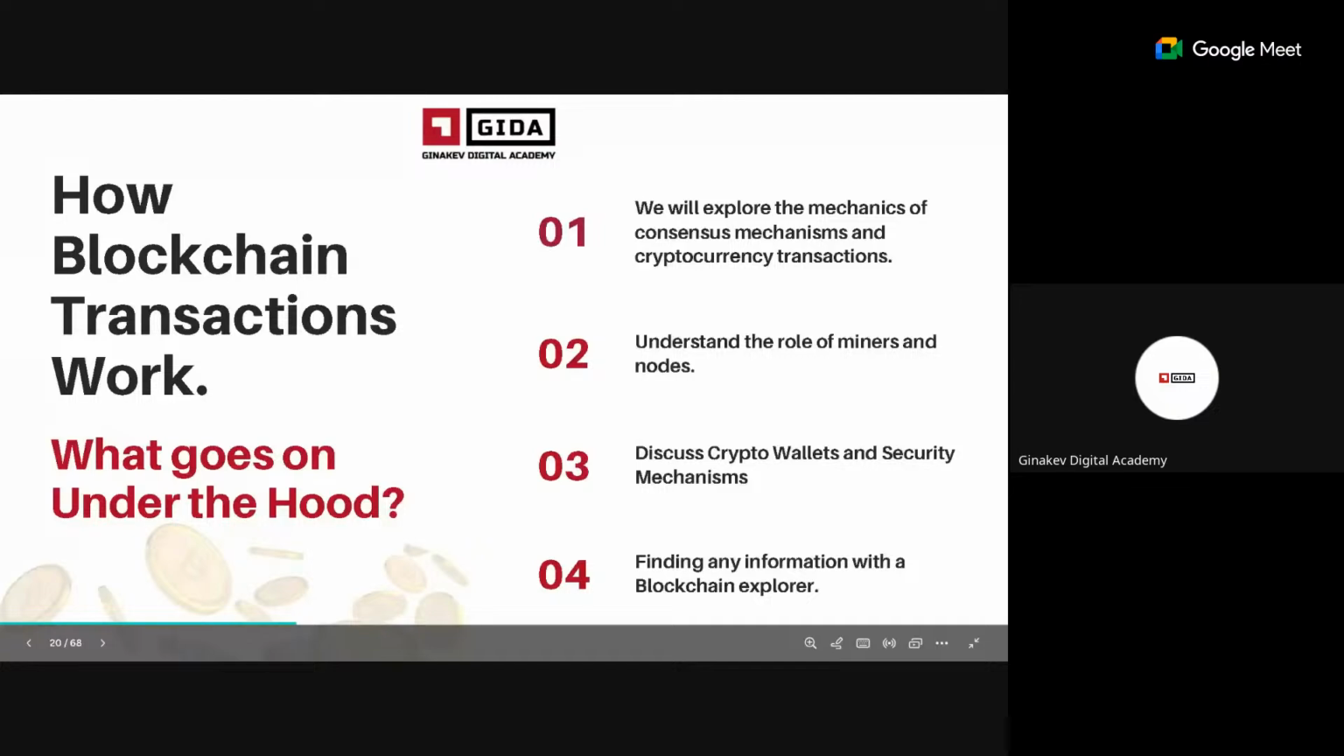Okay. So firstly, we'll explore the mechanics of consensus mechanisms and cryptocurrency transactions. We're also going to understand the role of miners and nodes, right? We are also going to discuss crypto wallets and security mechanisms, and then finding any information with the blockchain explorer.